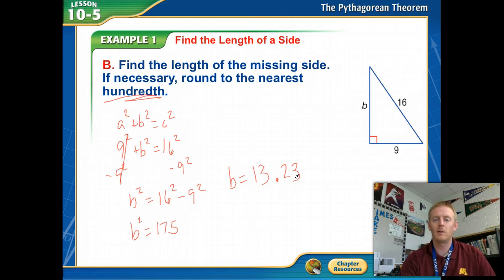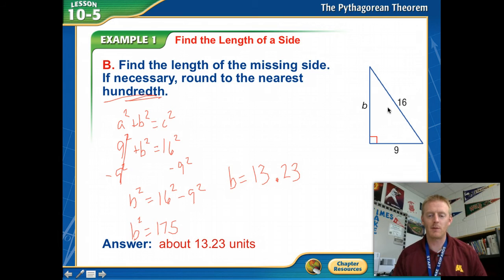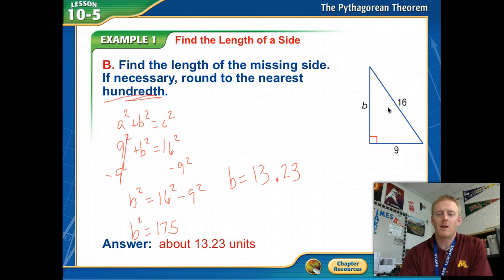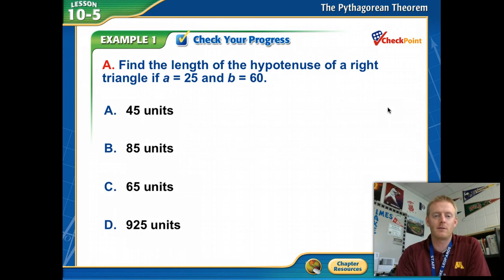13.23 units would be what B is. Cool? Now we should be able to use some logical thinking here. If a squared plus b squared equals c squared, we've got to know that b is going to be smaller than the hypotenuse. Otherwise, we're doing something goofy. So remember, the hypotenuse is the longest side of the right triangle. All right, let's move on to this next one.